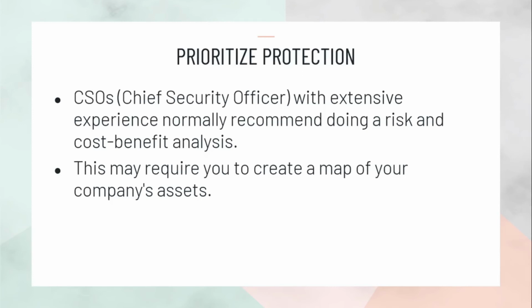Prioritize protection. The chief security officer with extensive experience normally recommends doing a risk and cost-benefit analysis. This may require you to create a map of your company's assets and determine what information, if lost, would hurt your company the most. Then consider which of those assets are most at risk of being stolen. Putting these two factors together should help you figure out where to best allocate your protective efforts.